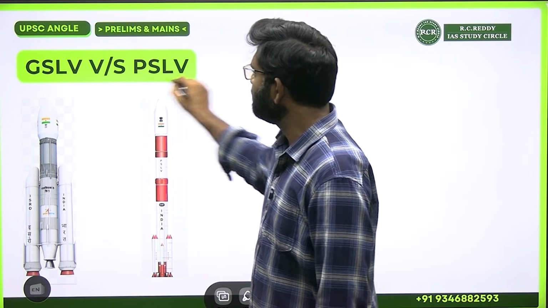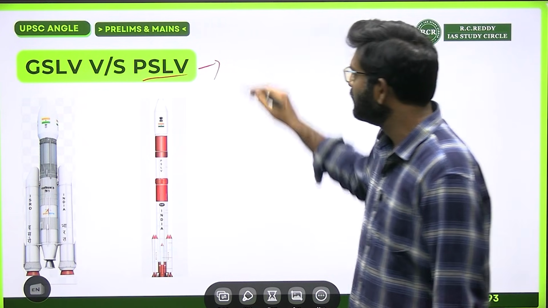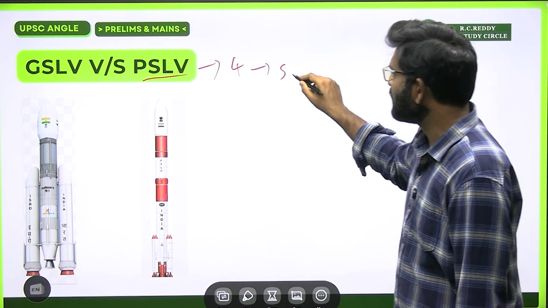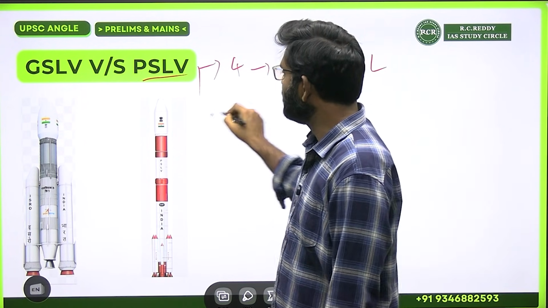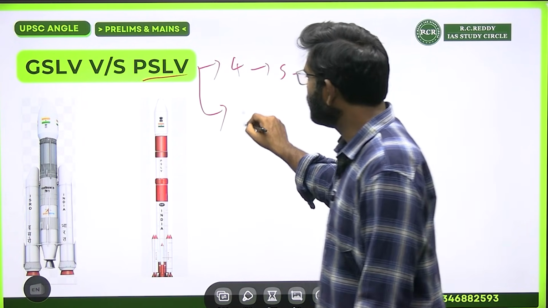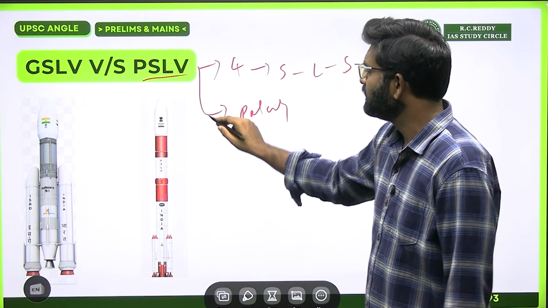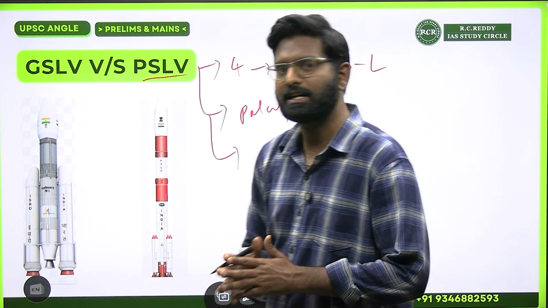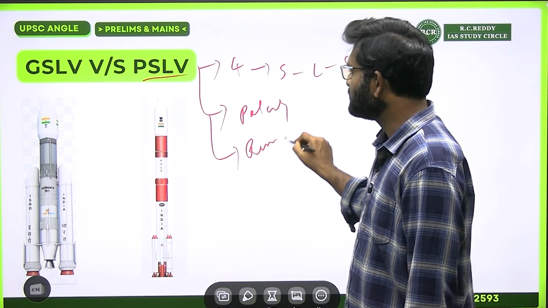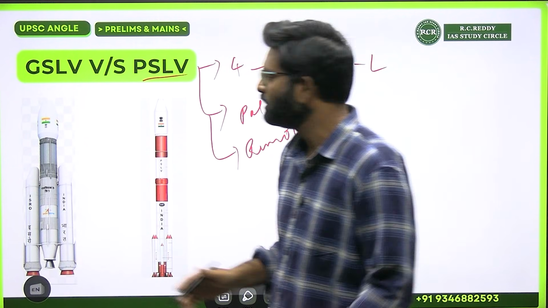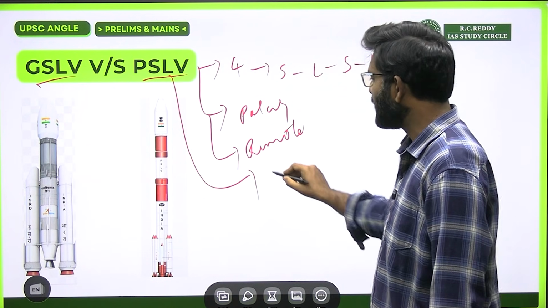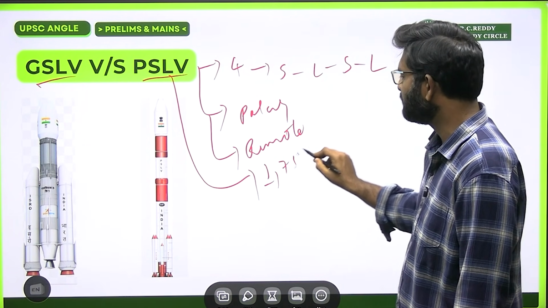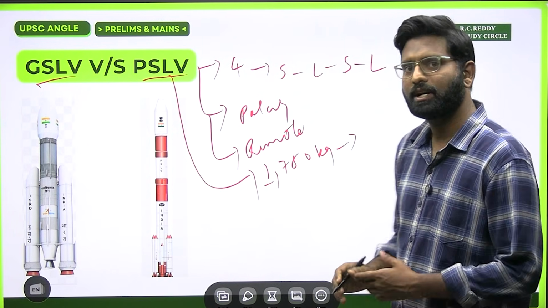So coming to difference between PSLV and GSLV, PSLV is a 4-stage launch vehicle. First stage is solid, next followed by liquid, followed by solid, followed by liquid. It is meant for launching satellites in polar orbit or sun synchronous orbit. Generally, remote sensing satellites as well as Earth observation satellites are launched from PSLV. So its carrying capacity is less compared to GSLV. Its carrying capacity is 1750 kgs in low Earth orbit.